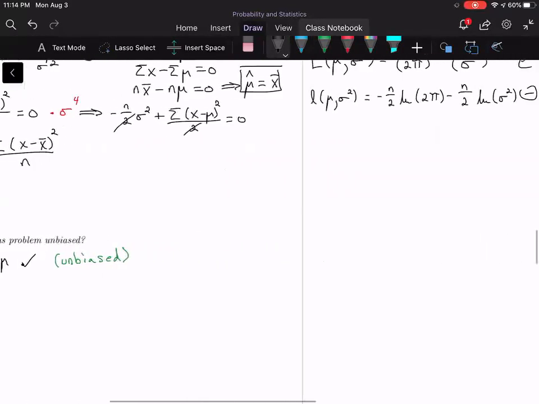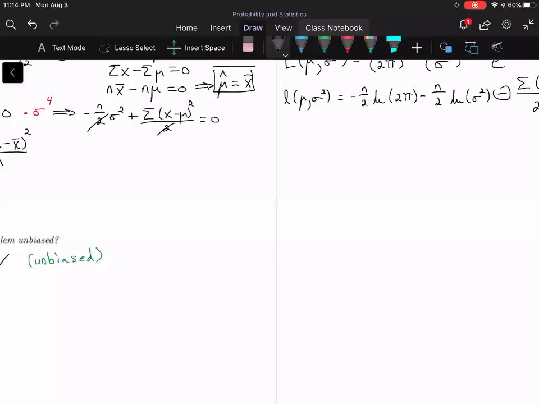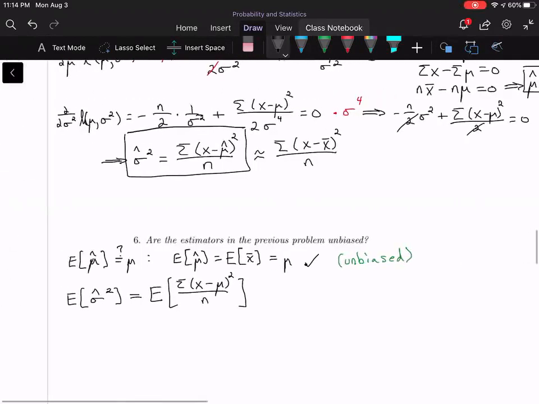But I need to give you some background info here, and that is that n minus 1 times s squared divided by sigma squared is a random variable that has a chi-square distribution of n minus 1 degrees of freedom. So it's important to keep that idea in mind. We're going to make use of this fact. All right, so how are we going to do that?